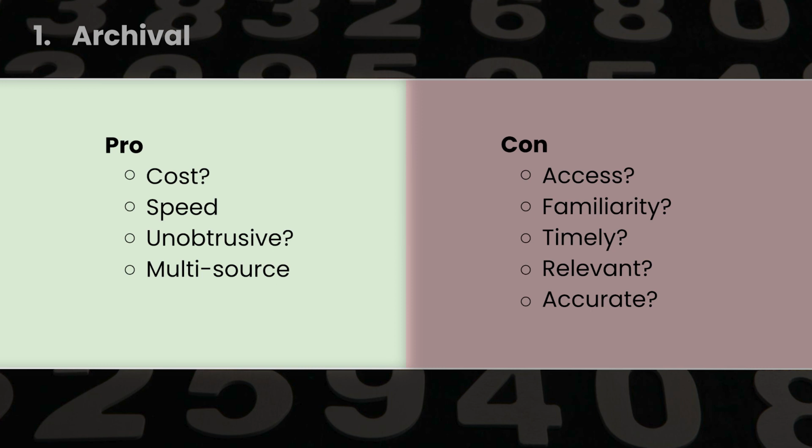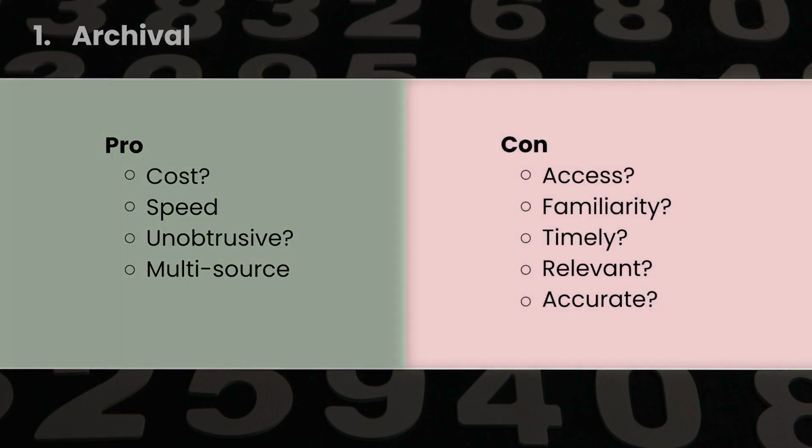However, just like its qualitative counterpart, there are disadvantages or cons. Do you have access to it? Even if you did, are you familiar with it? And because of those two considerations, this data might not be timely. And because you did not collect it, the data might not be relevant, and the level of accuracy of the data might be unknown to you. You may simply have to trust that it is accurate.